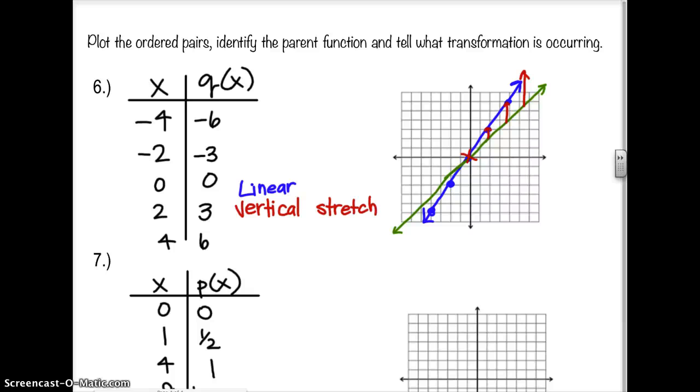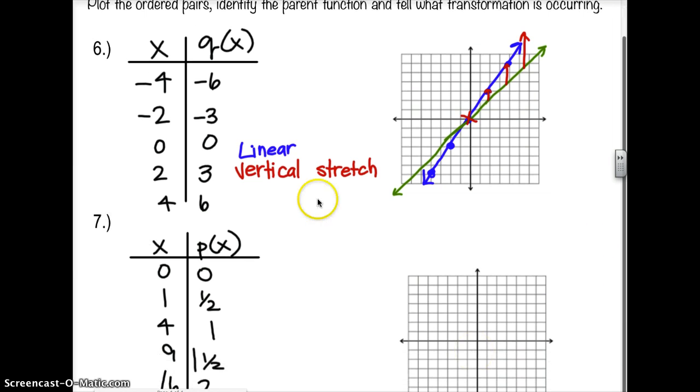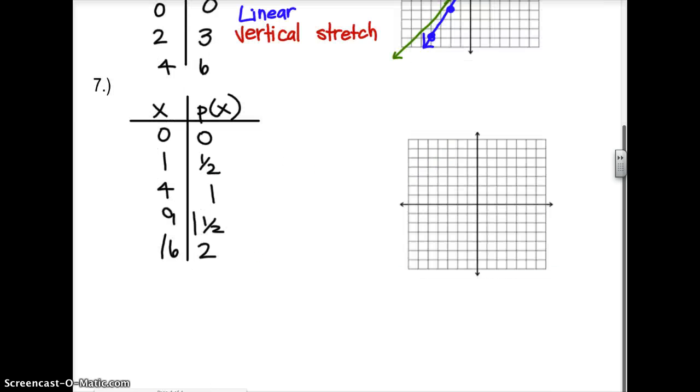There's one other one here that I want you to try. Plot the points that are given here in this table. Then tell me what parent function it is, and what transformation is happening. So you've got it all plotted. Hopefully you can see that this has a square root parent function. They both start at 0, 0. Then it'd be 1, 1. The square root of 4 is 2. The square root of 9 is 3.